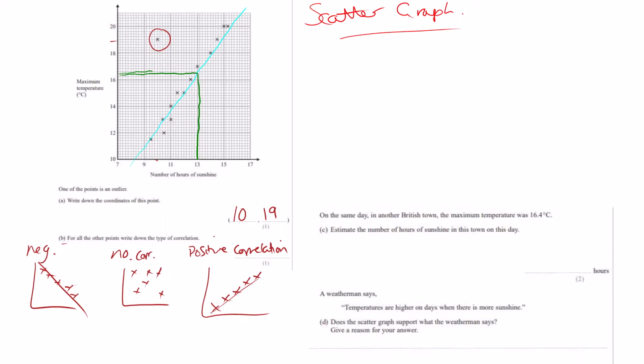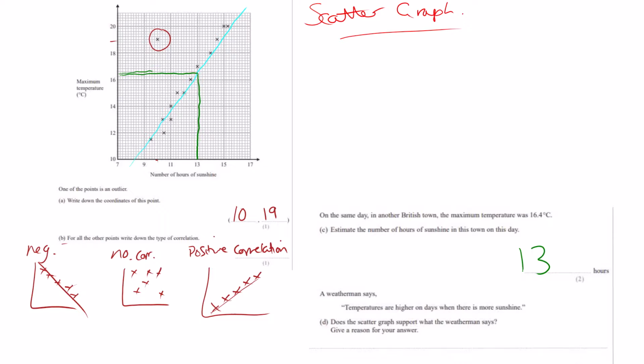Now this question allows a little bit of flexibility of answers. The main point on the mark scheme is that the examiners are allowed to use flexibility depending on the line of best fit. So you need to make sure that your answer fits the line of best fit. So for me, that gives me 13 hours of sunshine on this day.